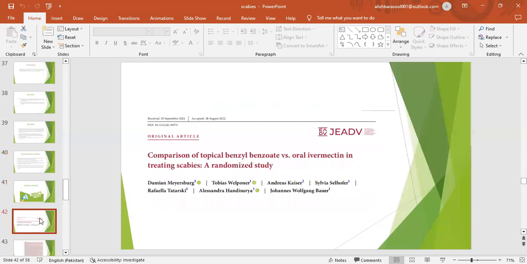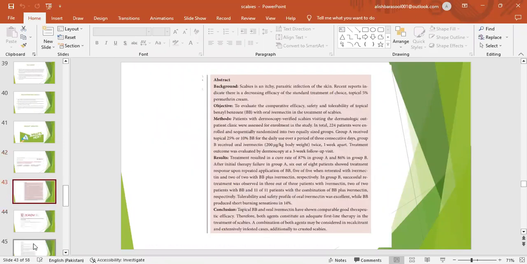Recent updates. Comparison of topical benzyl benzoate versus oral ivermectin in treating scabies: a randomized study. In this study, patients with dermoscopy-verified scabies visiting the dermatological outpatient clinic were assessed for enrollment. In total, 224 patients were enrolled and sequentially randomized into two equally sized groups. Group A received topical 25% and 10% benzyl benzoate for daily use over a period of 3 consecutive days. Group B received oral ivermectin twice, 1 week apart. Treatment outcome was evaluated by dermoscopy at a 3-week follow-up visit.